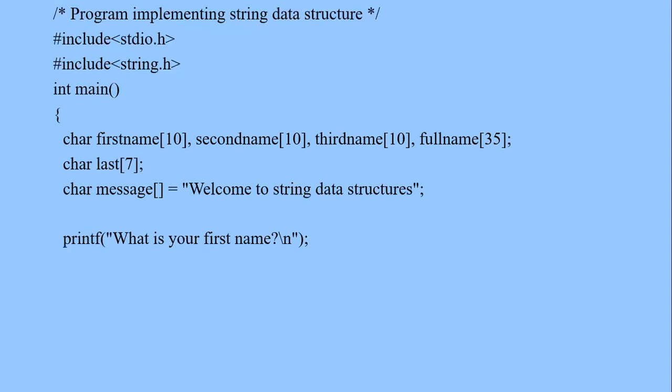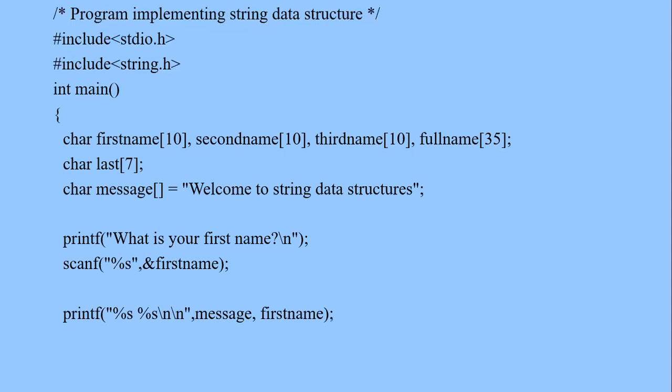Then we request the user, or we display the following message on the screen: what is your first name? And we move to the next line. Then we read what the user is going to enter and store it in the memory location called first name. So whatever the user enters is going to be of type string, or array of characters.